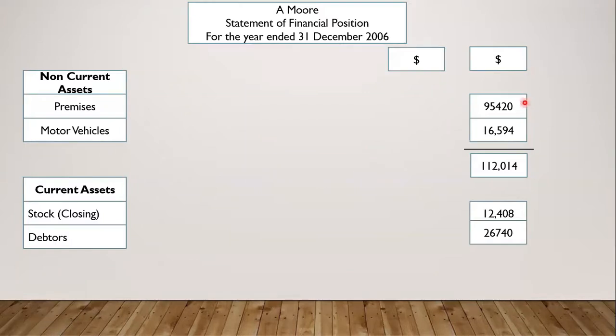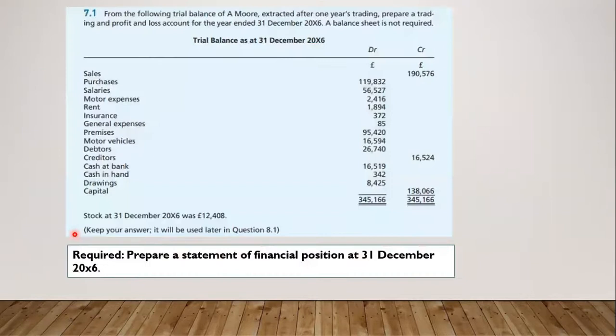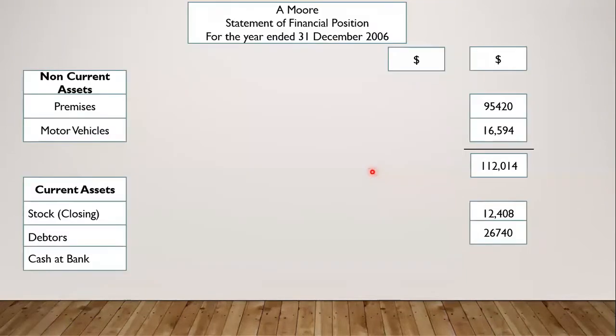Please note that I'm using only one column, so there is no confusion of two or one columns here. We are making it simple. After debtors, I will go to my question again and see what should be my next current asset. The sequence in my mind is that I should write cash at bank next. My cash at bank is 16,519. I'll go back to my answer sheet and write 16,519. Please note that this sequence is on my fingertips. Once you memorize it, it becomes easy for you. It's just like a checklist.